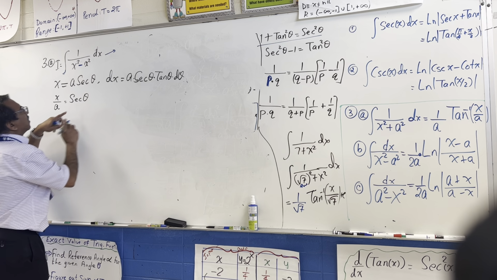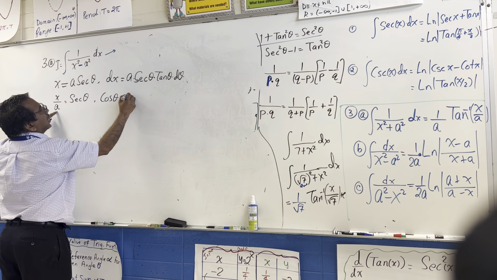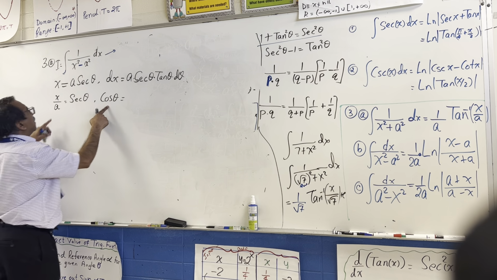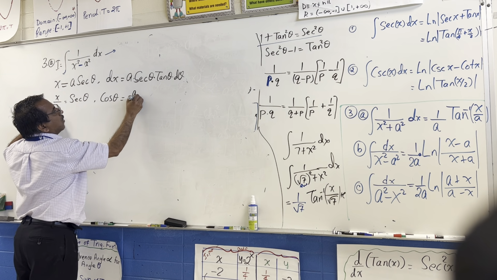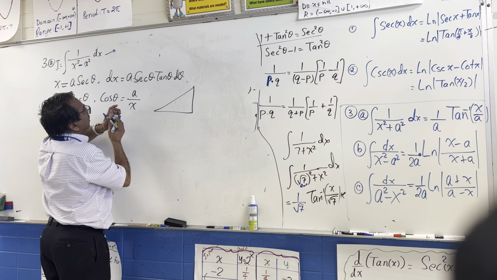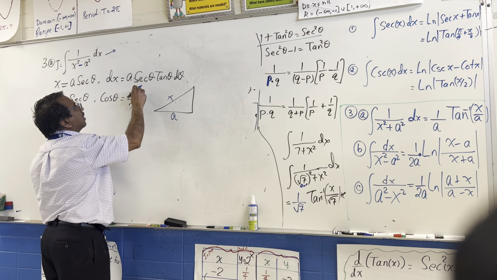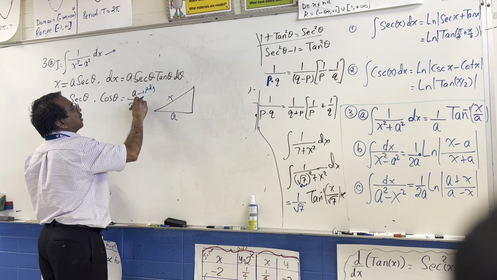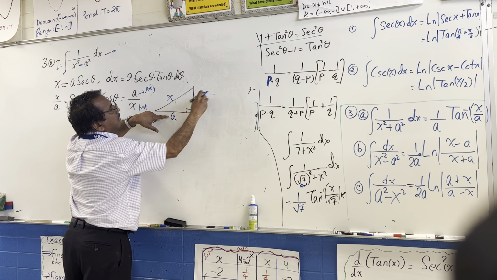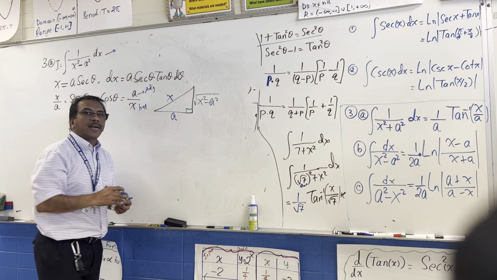Now why do we need this? This is the same as cosine theta, because secant is the reciprocal of cosine. So x over a is a over x, and then we can draw a triangle. Cosine is the adjacent over the hypotenuse, so this is the a, and that is the hypotenuse x, and in the right triangle, the other side becomes the square root of hypotenuse squared minus a squared. So we can do that directly.